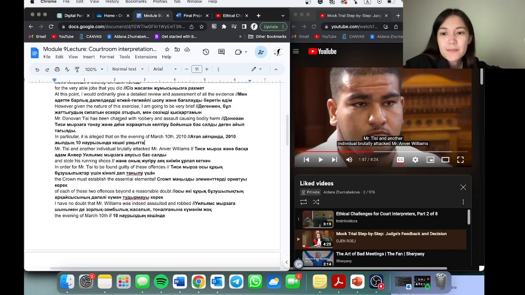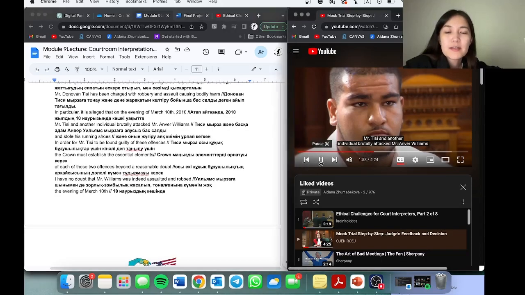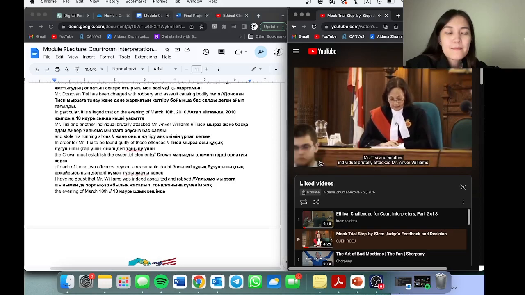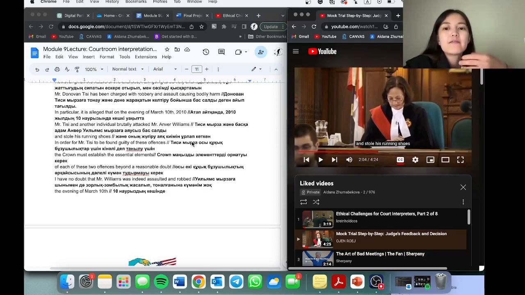So this is the brief introduction on what happened in this case. So let's start. Robbery and assault would be тонау және дене жарақатын келтіру, which is bodily harm, right? And then another person appears. Mr. Tissey and another individual brutally attacked Mr. Enver Williams and stole his running shoes. So the judge is reminding or clarifying what actually happened, and since this is the judge's feedback and decision, the video on this procedure will consist of this kind of information.